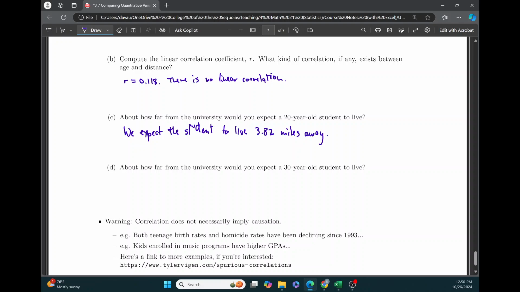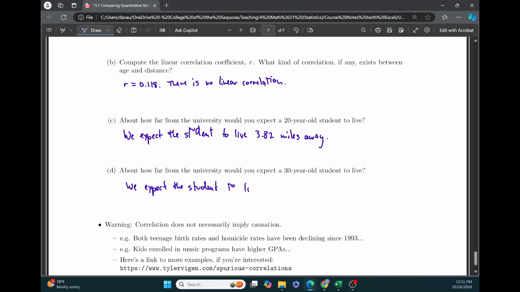And the same thing for part D, right? We expect the student to live 3.82 miles away. And again, that's because apparently age doesn't affect how far from the university you live, right? And so we expect the expected value, y hat, is just equal to the mean, y bar, which was 3.82, right? And same thing here.